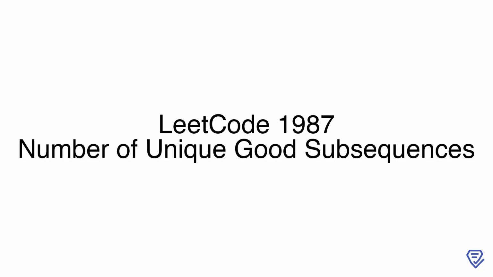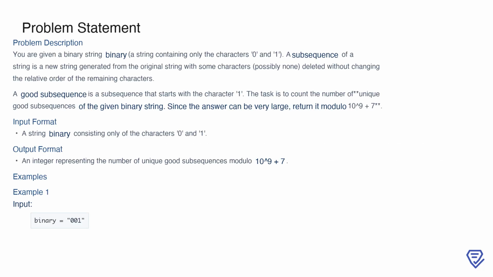Let's get started. In this problem, we are working with a binary string, which is a string composed of only the characters 0 and 1. A subsequence of a string is formed by removing some characters, possibly none, while maintaining the order of the remaining characters. For example, from the string 001, we could form subsequences like 0, 01, or 001. Now, a good subsequence is specifically defined as one that starts with the character 1. So, subsequences that begin with 0 do not qualify.